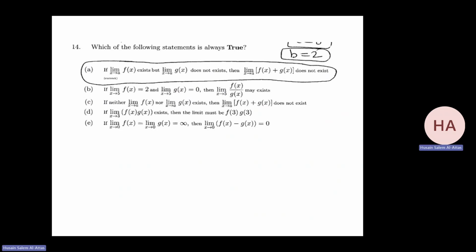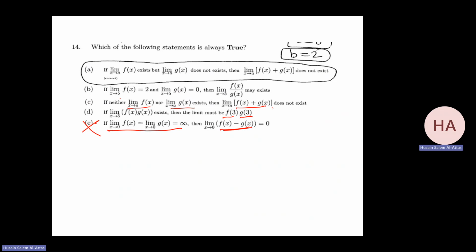Now, is this true or false? If you have both infinity, it doesn't mean their difference is 0. This is wrong. If the limit of the product exists, it doesn't mean it should agree with f of 3 times g of 3. It will be different. If neither of them exists, the sum does not exist? No. We did many problems like that. If both limits do not exist, the sum may exist. We took many problems there.